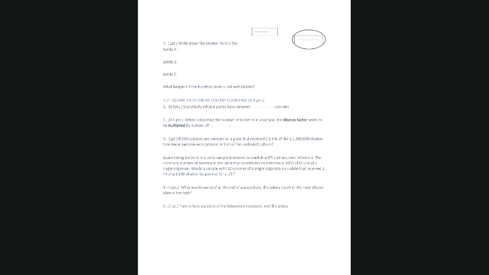Yeah, so 30 to 300 colonies. When calculating the number of bacteria in a sample, the dilution factor needs to be multiplied. Go back to the formula. This is asking you the number in the denominator of the CFUs per mil formula. So the dilution has to be multiplied by what in order to get the number of bacteria per mil. Okay, any questions about these?